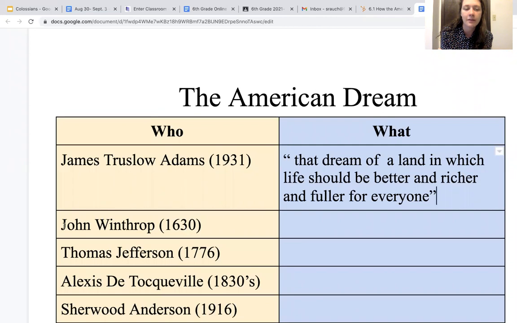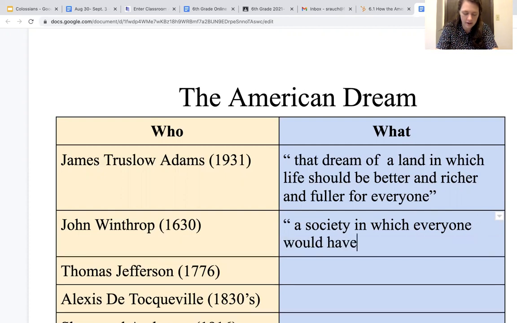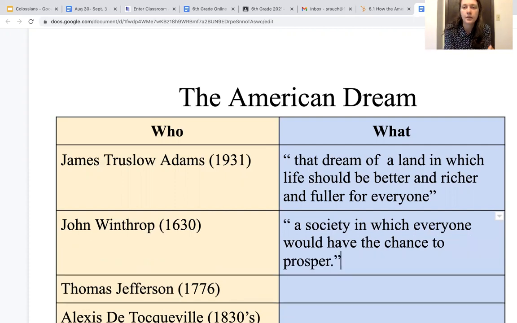So let's add that. Here we have John Winthrop. He's who said it. And he thinks the American dream is, again, we're taking this from the text, so it's in quotation, a society in which everyone would have a chance to prosper. Remember, prosper means just to do well. To be able to not only survive, but be able to enjoy life, to prosper.